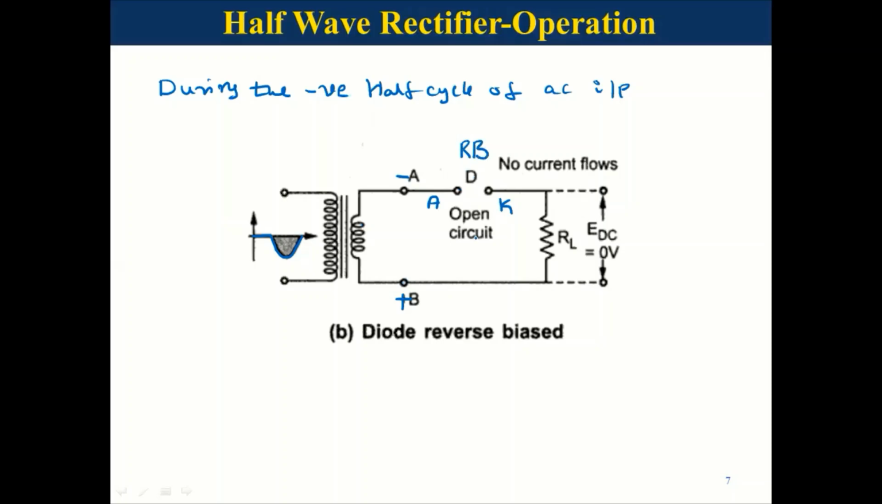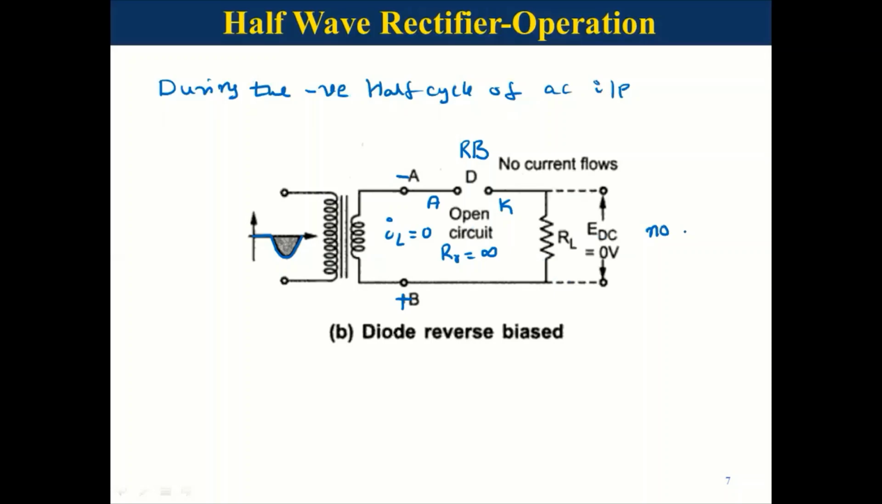and hence it offers a very large resistance. Ideally, it is an open circuit, meaning the resistance is almost infinite, and the diode simply acts as an open circuit, and hence no current is flowing through the circuit. Since all these are in series, the load current is equal to 0. That means the output voltage VDC or EDC is equal to 0.